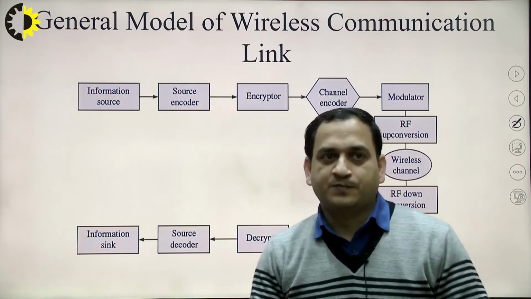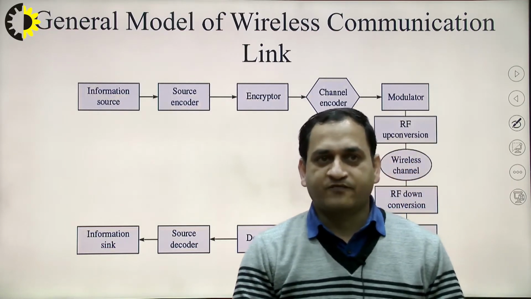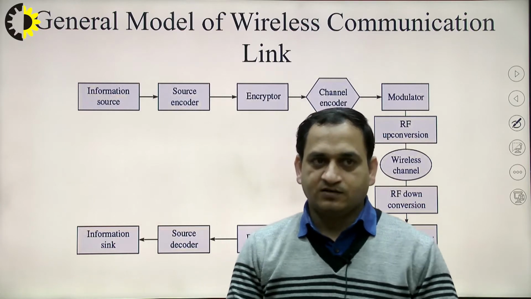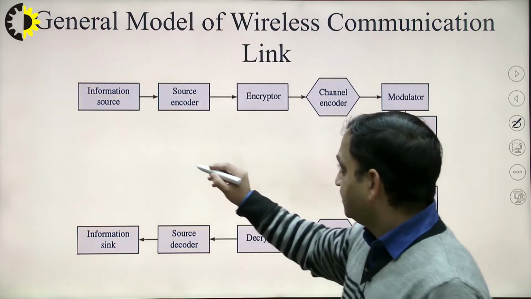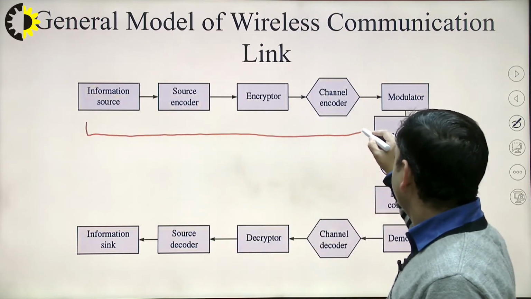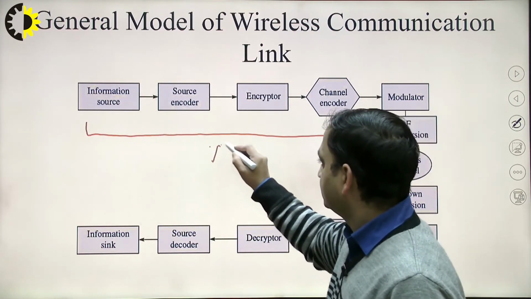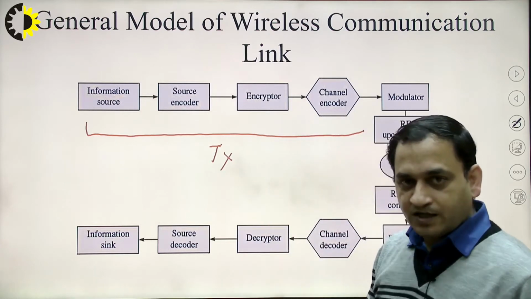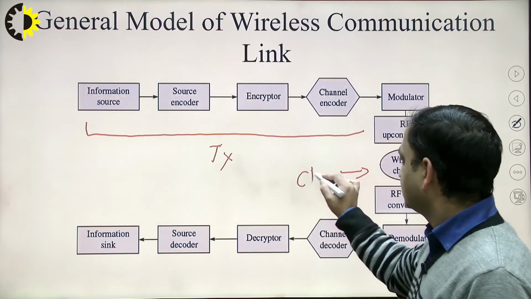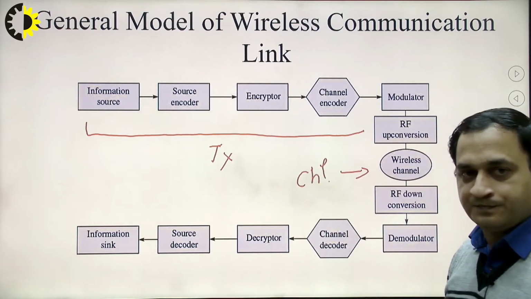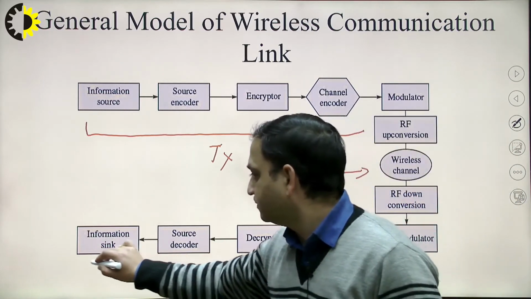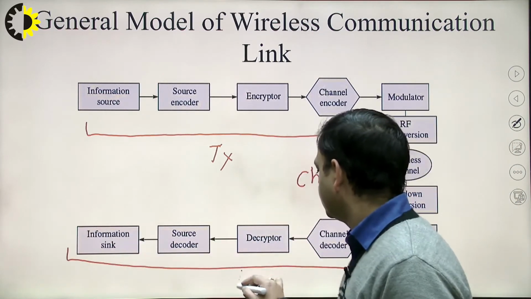Okay, so now come to the general model of the wireless communication link. In that we can see the first section, from here to here, is the transmitter. Here this is the channel, and this section from here to here is the complete receiver section.